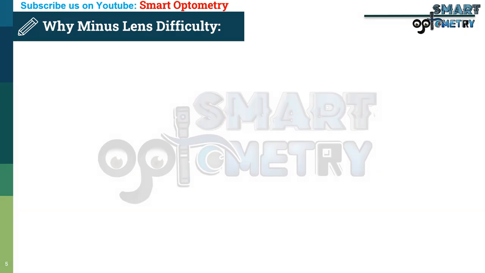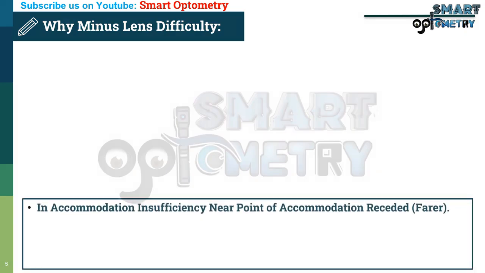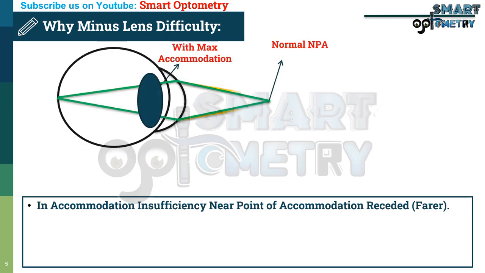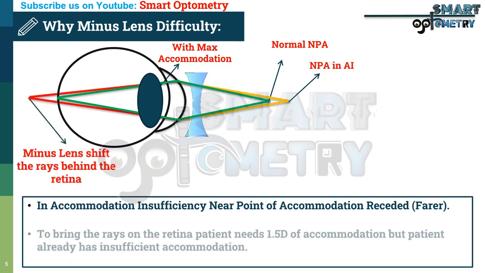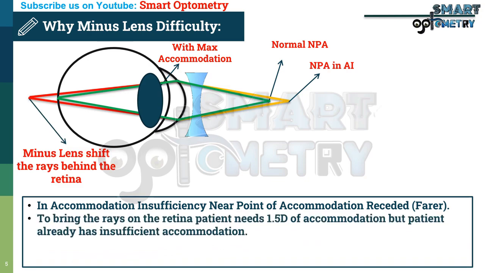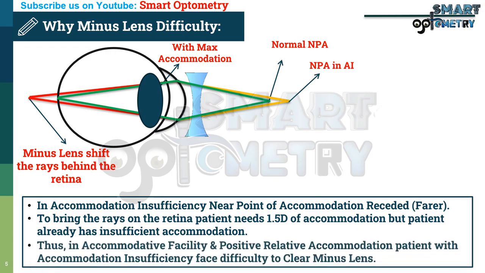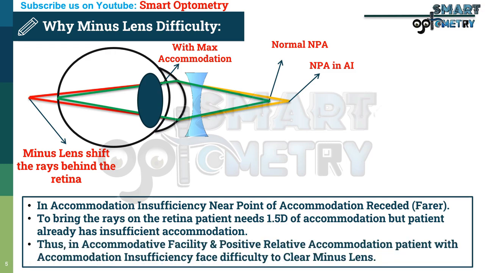Why minus lens difficulty in accommodation insufficiency? As we already know, in accommodation insufficiency, near point of accommodation is receded, or goes further away from the patient. When a minus 1.5 diopter lens is introduced, it shifts the rays behind the retina. To bring the rays on the retina, patient needs 1.5 diopter of accommodation, but patient already has insufficiency of accommodation. So, introducing a minus lens in accommodative insufficiency may blur the image. Thus, in accommodative facility and positive relative accommodation, patients with accommodation insufficiency face difficulty to clear minus lens.